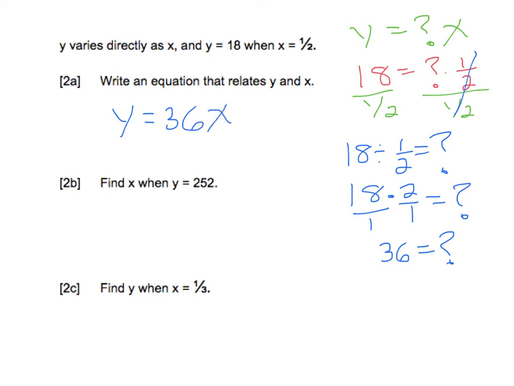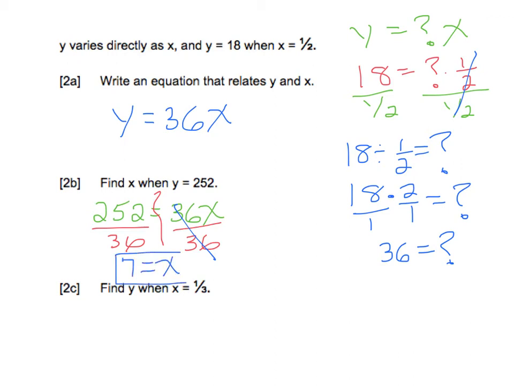For part B, find x when y is 252. So we will take that equation, 252 equals 36x. This is a simple division problem. Letters left, numbers right, but you can leave your variable on the right-hand side. So 252 divided by 36. You are going to be permitted to use a calculator for this section. So I'm going to do that. 252 divided by 36 is going to be 7. So this would be 7 equals x. Or you could also say x equals 7.